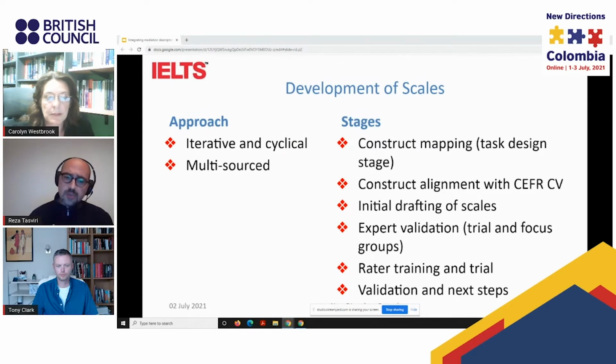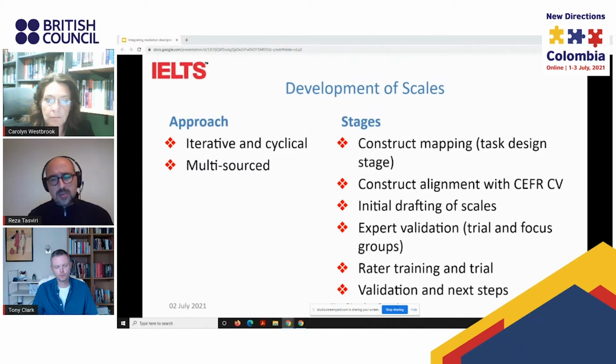We also looked at the target language domain. We also looked at standard frameworks, existing standard frameworks of the CEFR, and we used performance samples to refine the scales, and also we used rater feedback and cognition to refine the scales further. And these, if you look under the stages, you will see the different iterations of this process.